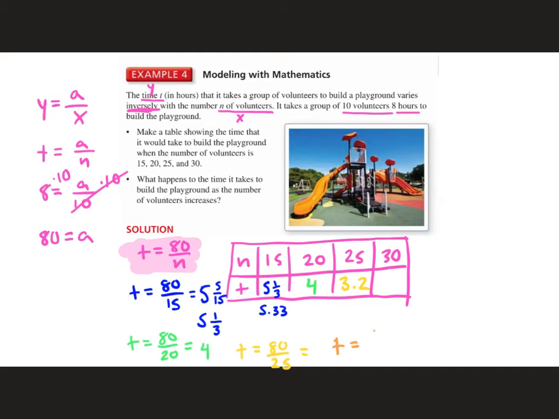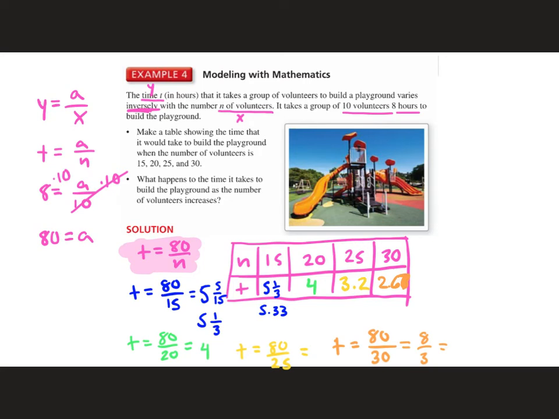So t is equal to 80 divided by 30. What do we get? 2.66. So there's our table. All we need to do is come up with an equation and then just plug each number in. Yes, Casey? If it's 2.6615, would you round it to 2.67 or just leave it at 2.66? You can round it to 2.67.